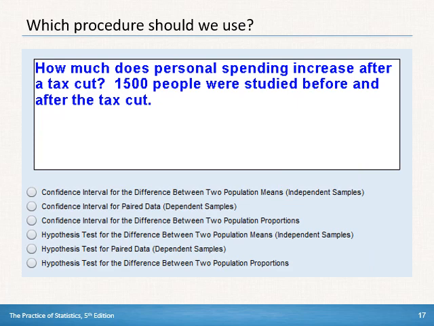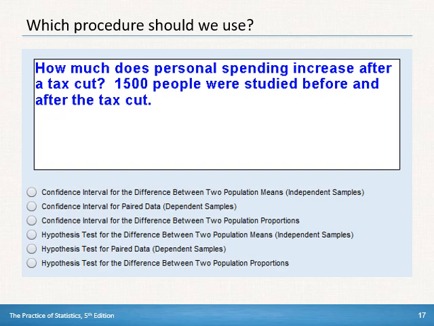All right, how much does personal spending increase after a tax cut? So 1,500 people were studied before and after a tax cut. So again, think about whether this is a confidence interval that they're asking us to talk about or a hypothesis test. And then think about the data, right? How much does personal spending increase after a tax cut?